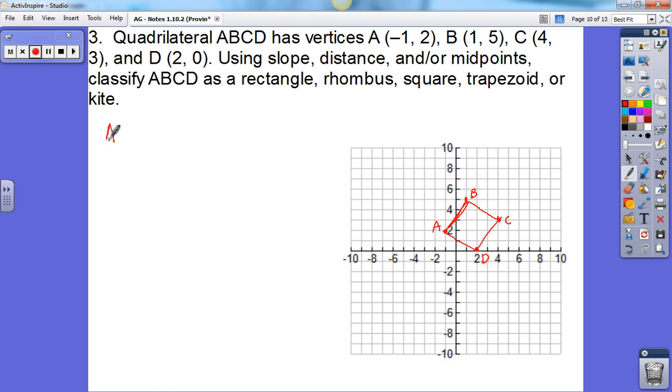So let's look at the slopes of our opposite sides. Alright, AB, we've got a rise of 1, 2, 3 and a run of 2. DC, 3 and 2. So these are parallel. Alright, let's look at AD and BC. AD, I've got a rise of negative 2 and a run of 1, 2, 3. BC, negative 2 and a run of 1, 2, 3.